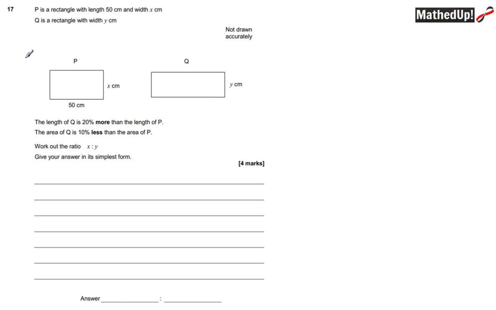Question 17. P is a rectangle with length 50 centimeters and width x centimeters. Q is a rectangle with width y centimeters. The length of Q is 20% more than the length of P. The area of Q is 10% less than the area of P. We need to work out the ratio x to y, and we need to give our answer in its simplest form. So we'll start off by writing down what the length of Q is going to be.